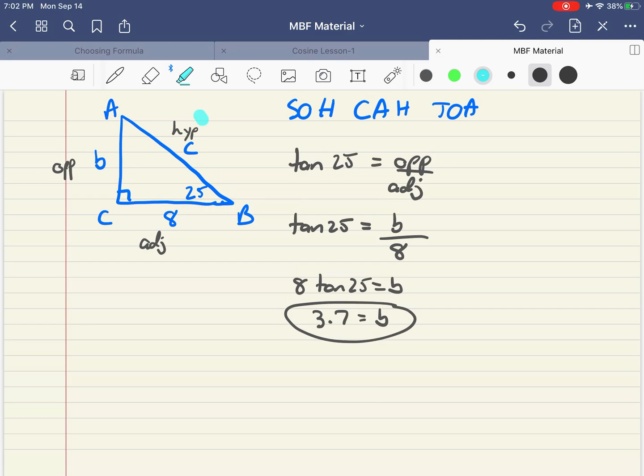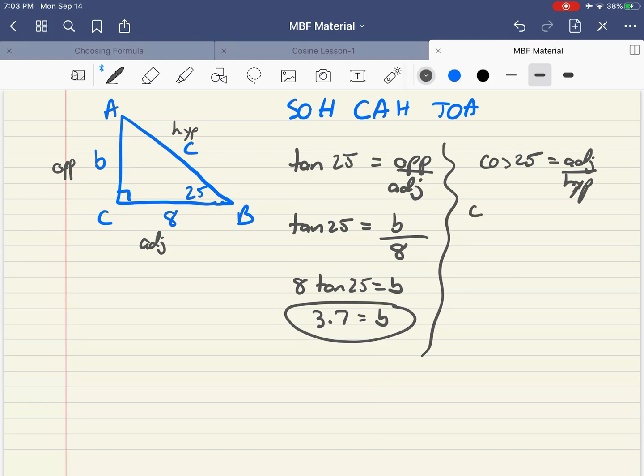Okay. Now, let's look at side c. So side c, that is my hypotenuse, and I know my adjacent. So which formula uses A and H? That is going to be cosine this time. A and H is cosine. So let's use cosine to solve that one. Okay, so for cosine, we're going to write cos 25 equals adjacent over hypotenuse. So cos 25 equals, the adjacent is 8. The hypotenuse is labeled as the letter c.